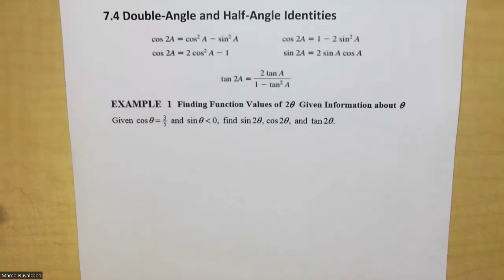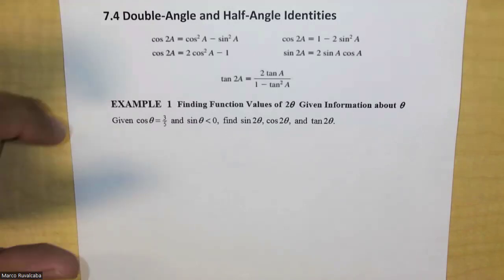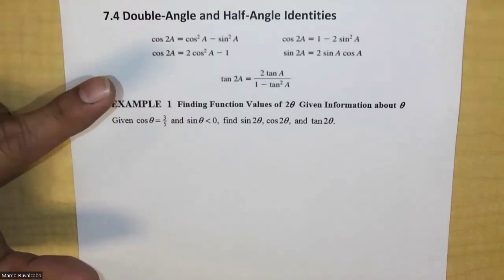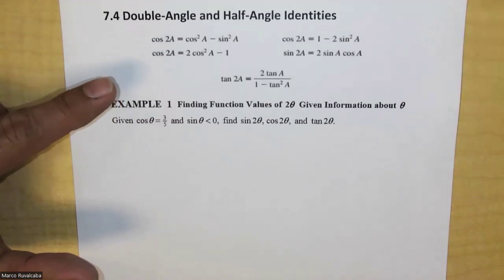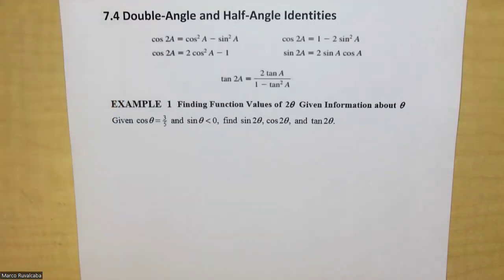In this section, we're going to talk about how to use double angle and half angle identities to find certain trigonometric function values. You don't have to memorize all of these identities, although they're not that difficult to come up with if you know how to manipulate the algebra.